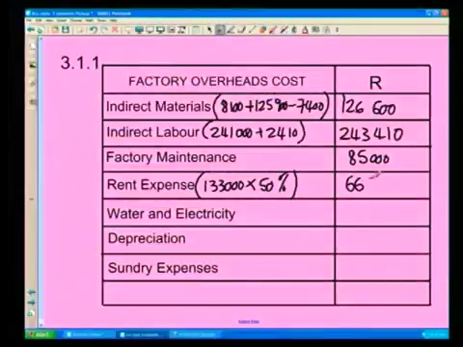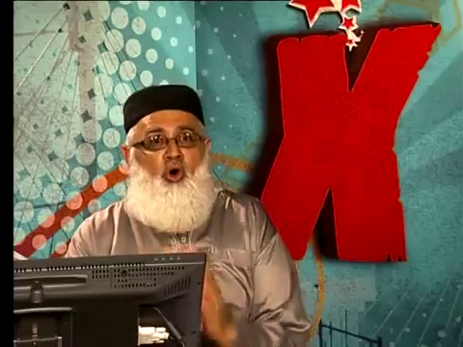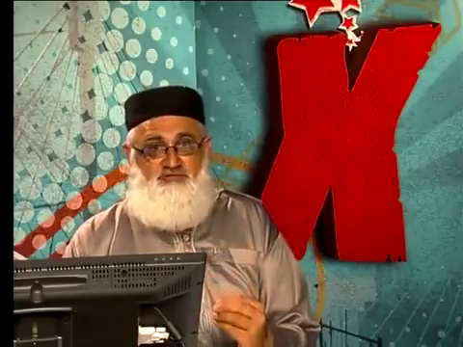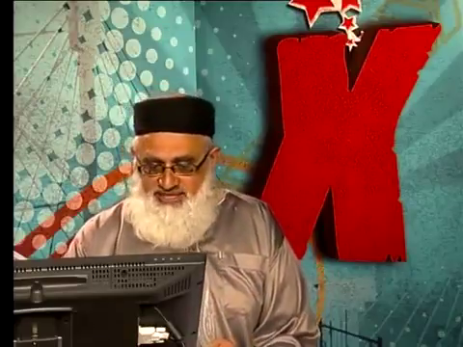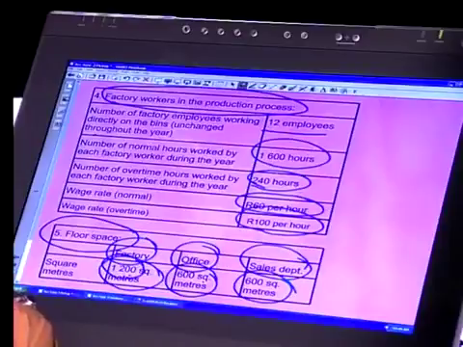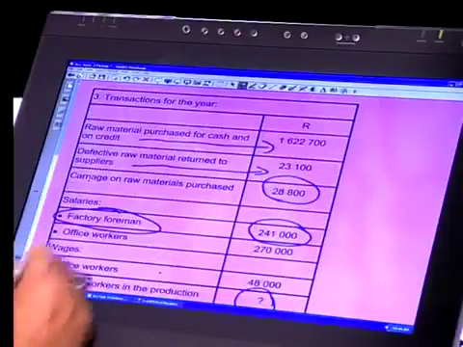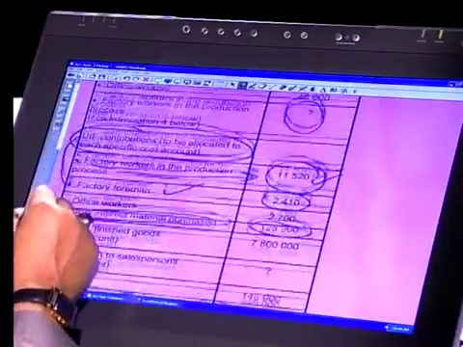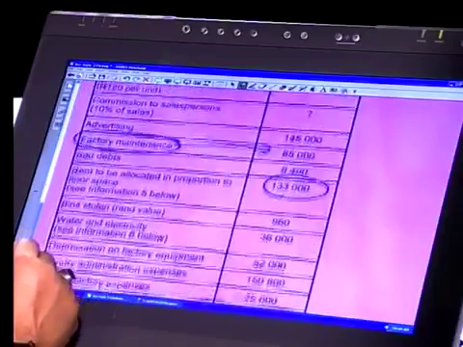Okay, there goes 133,000 times 50%, and 66,500 is the rent to be allocated to the factory. Got that, guys? So always look at the additional information.